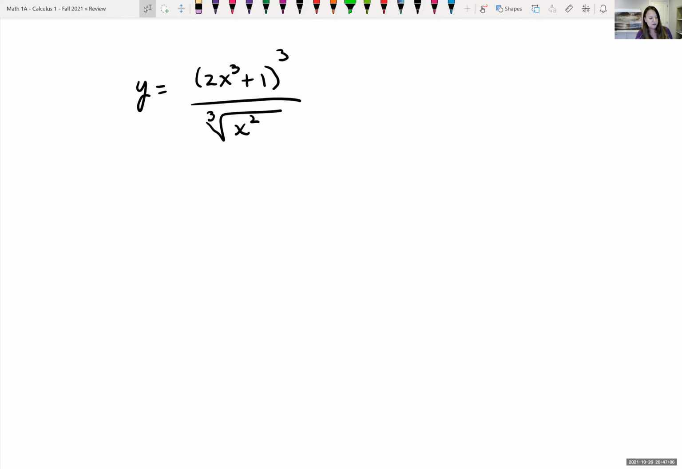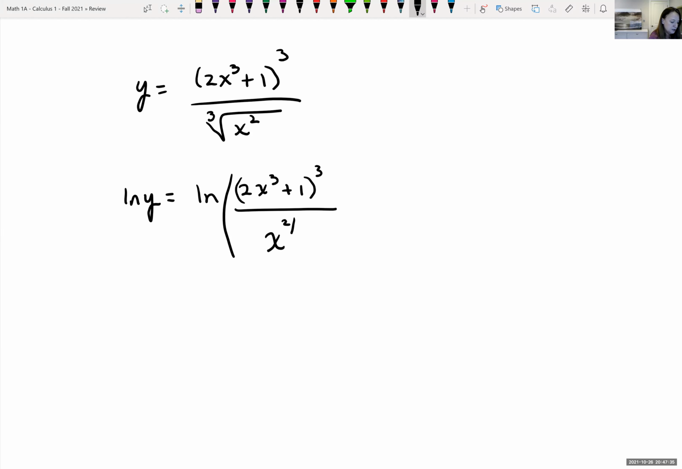Okay, so we have y is equal to 2x cubed plus 1 quantity cubed all over the cube root of x squared. And so let's use logarithmic differentiation to help us take the derivative of this. So let's take the natural log of both sides of our equation. So we get the natural log of y is equal to the natural log of this 2x cubed plus 1, that numerator is cubed, all over the denominator. And I'm going to rewrite the denominator right now as x to the 2/3 power.